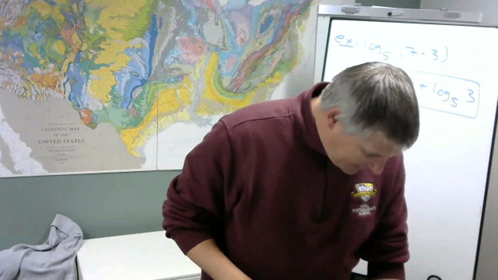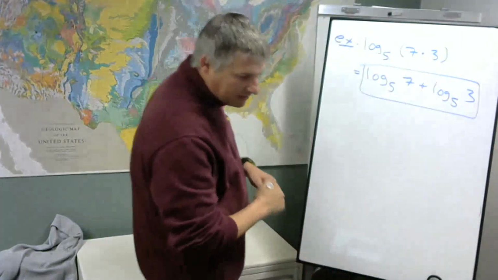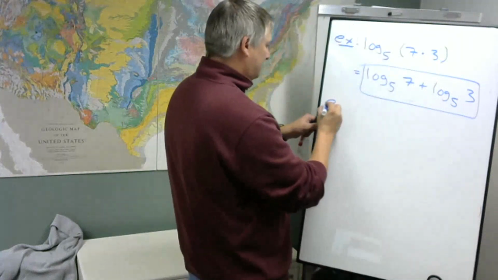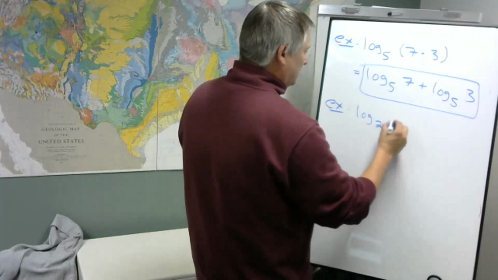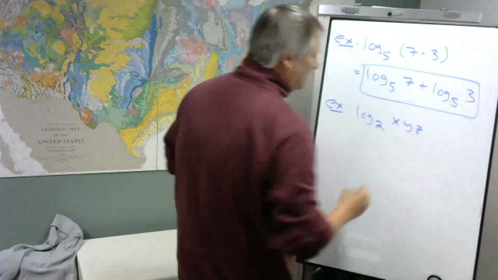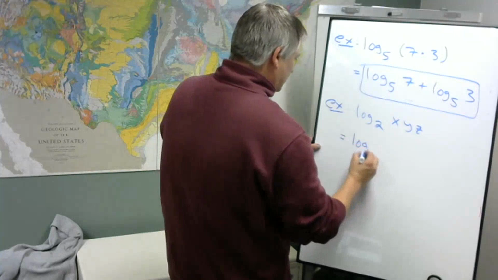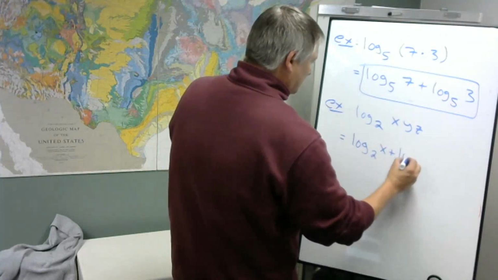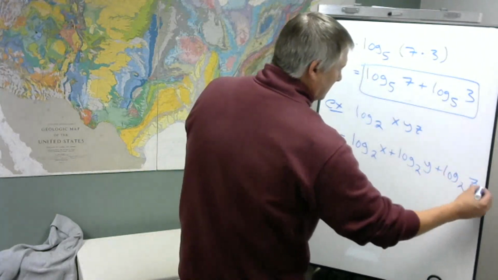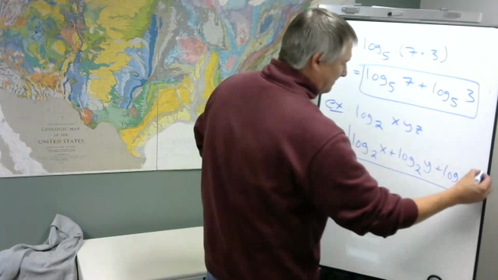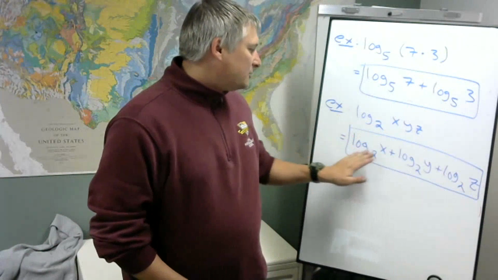So let's find a good example of that. If you have, say, log base 2 of x, y, and z, well, you could actually break this into a sum of three things: log base 2 of x plus log base 2 of y plus log base 2 of z. So it goes the opposite direction. We can take the log of a product and turn it into a sum.